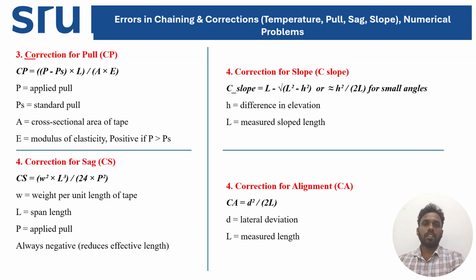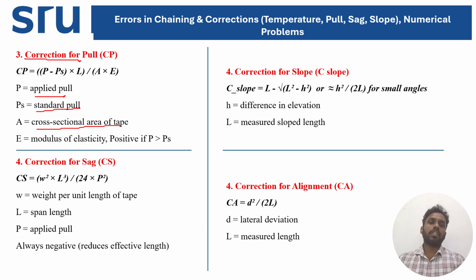So next one is correction for pull, which is Cp, right? Cp is equal to (P minus Ps) into L divided by A into E. In the formula, P is your applied pull, Ps is your standardized pull, which is given by your manufacturer. A is the cross section of your tape. You have to measure the cross section. Then E is the modulus of elasticity.